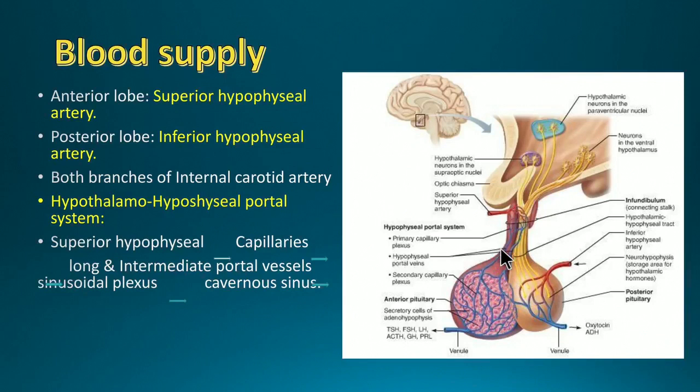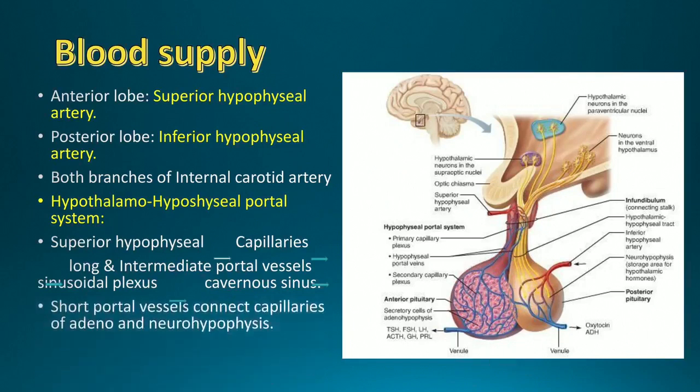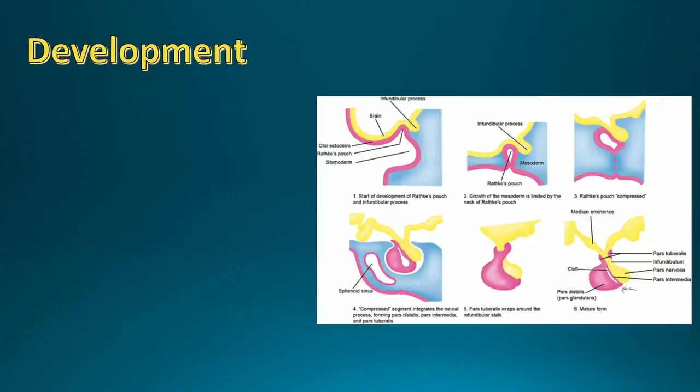Okay, so it actually releases the releasing hormones for this adenohypophysis. So that is about the blood supply. So coming to the development, adenohypophysis is developed from the stomodeum, or the roof of the mouth.